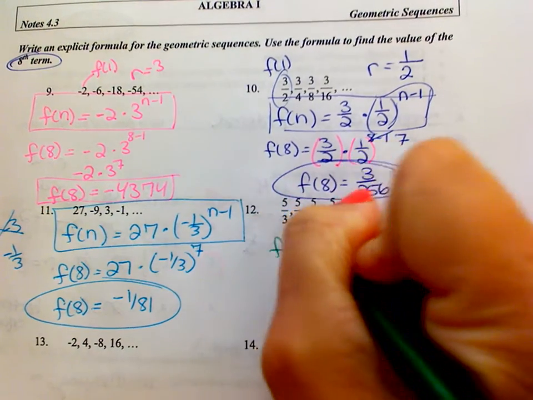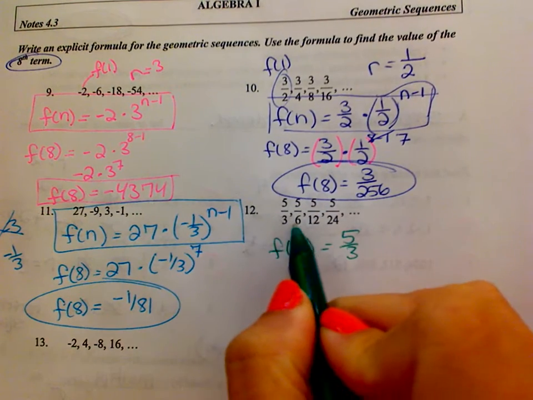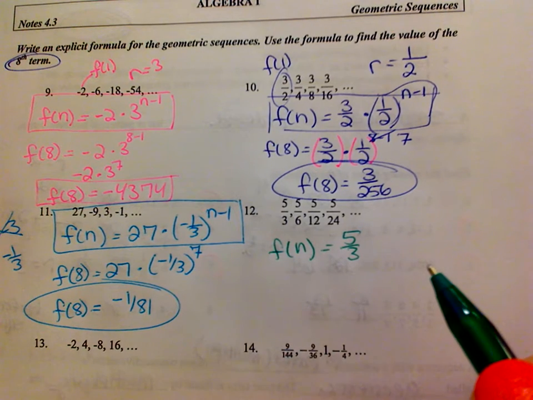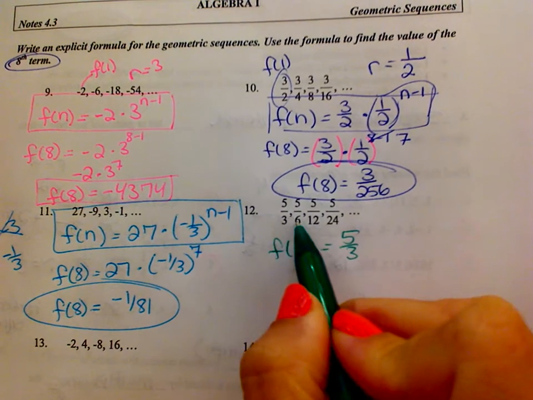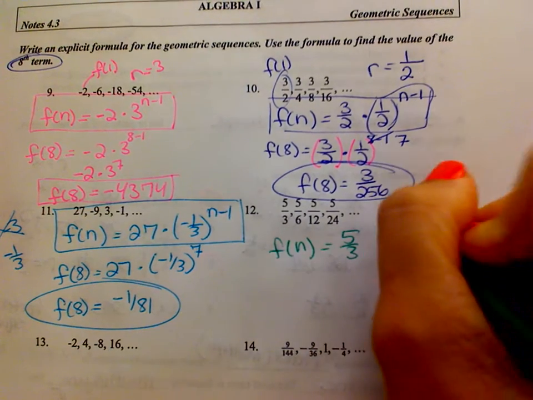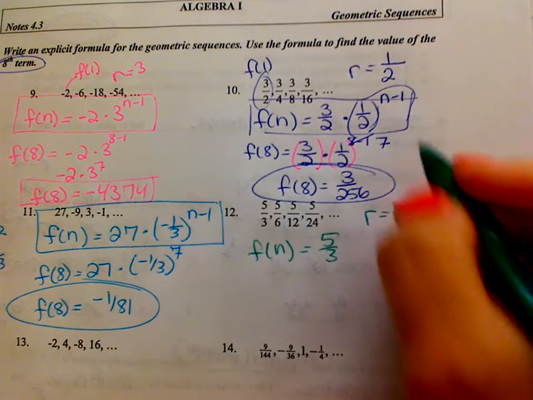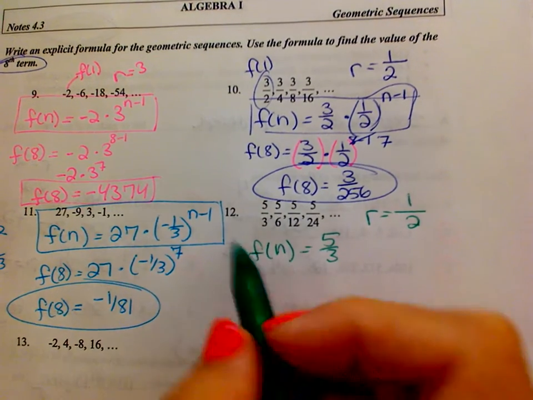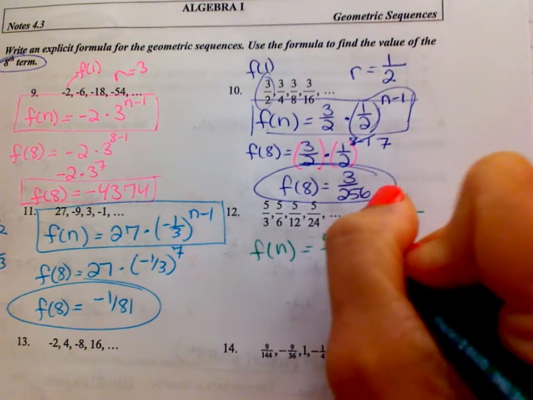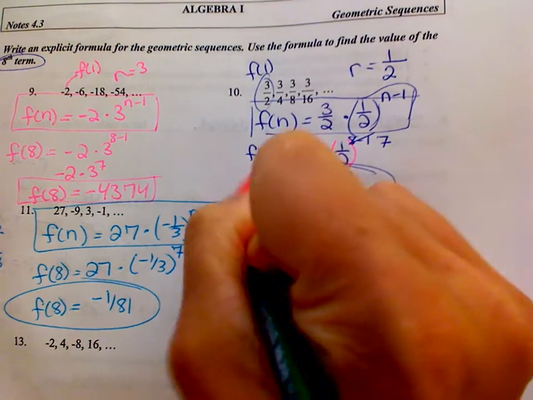Number 12. Our first term is 5/3. If you're looking at the pattern of numbers here, we're going from 3 to 6 to 12 to 24. So we are multiplying by 2 in the bottom, and 5 to 5 to 5, we're multiplying by 1. So again, your common ratio is a half. So times 1/2 to the n minus 1.